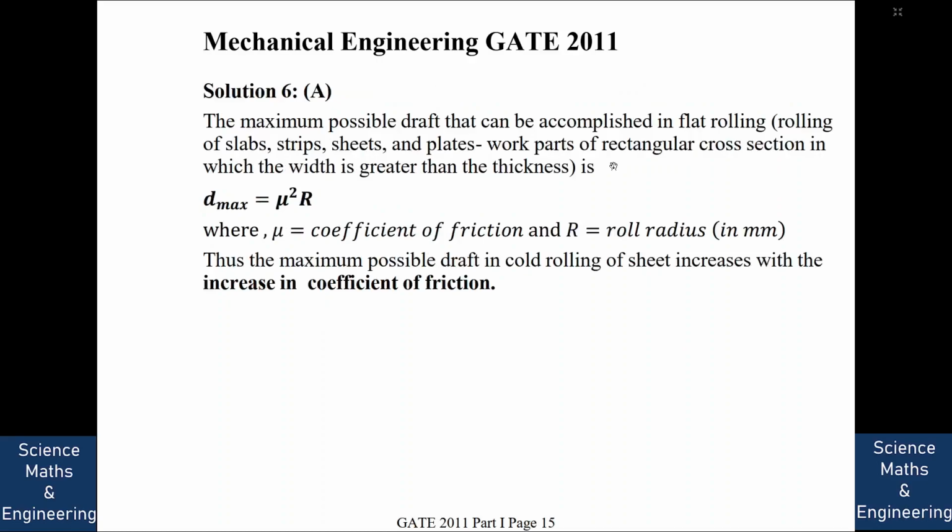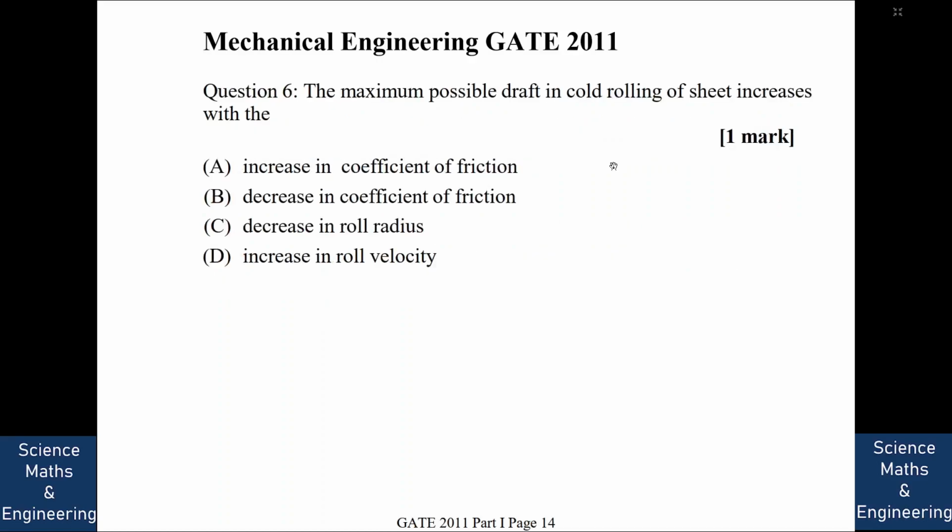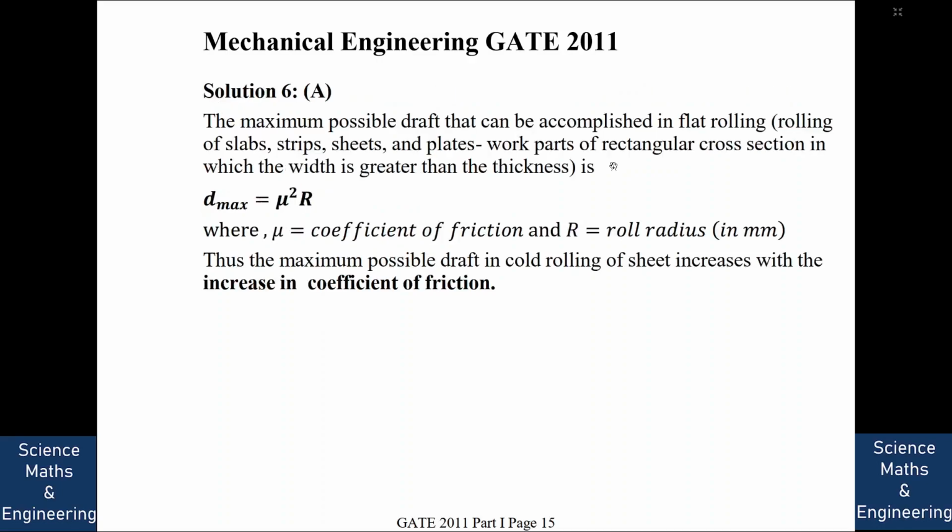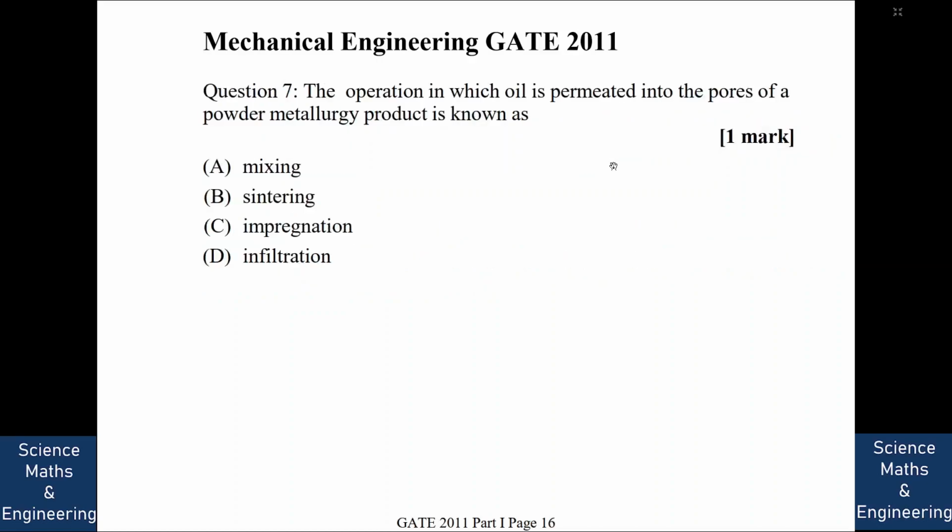However, we also have R, that is the roll radius. As roll radius increases, the maximum possible draft also increases. As we do not have any option for increasing roll radius, we have only one option, that is, as the coefficient of friction increases, the maximum draft increases. So we'll go to the next question.